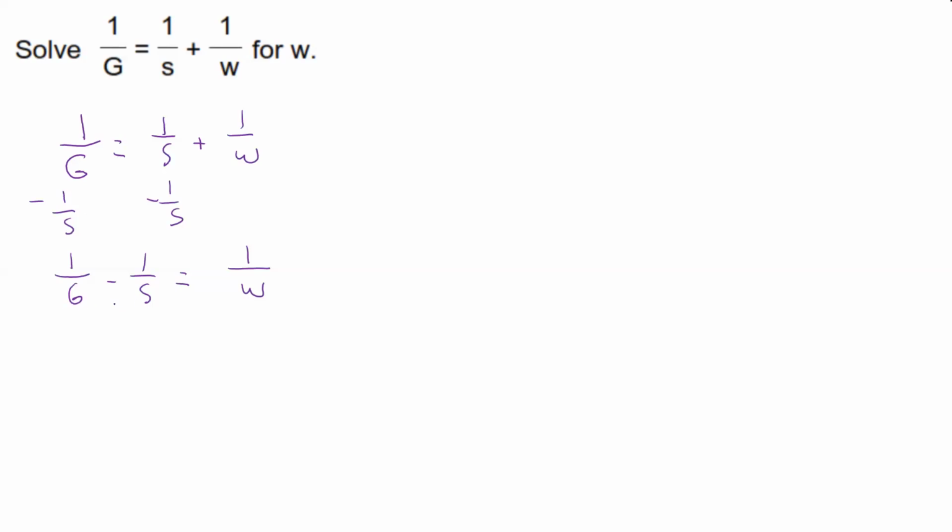Now let's get this common denominator. Well, if we do that, we have S over S and G over G. So then we get SG, SG. So that gives us S minus G over SG equals 1 over W. Well, guess what? If we take the reciprocal of this side and the reciprocal of this side, we're going to get the same answer. And so when we do that, we get W equals SG over S minus G.